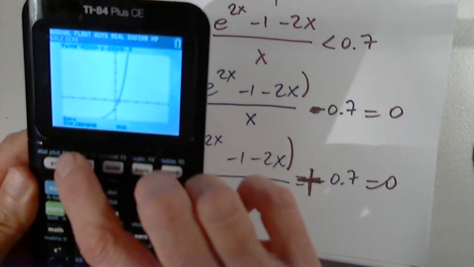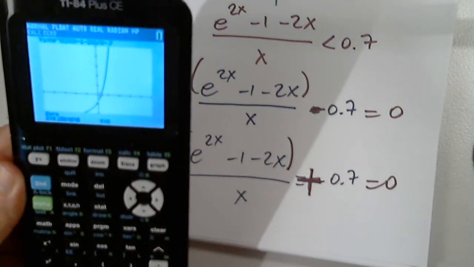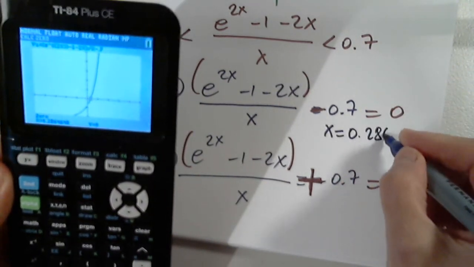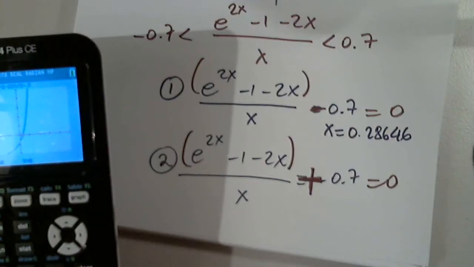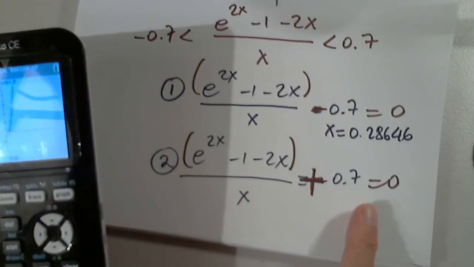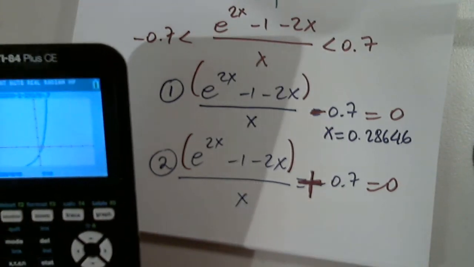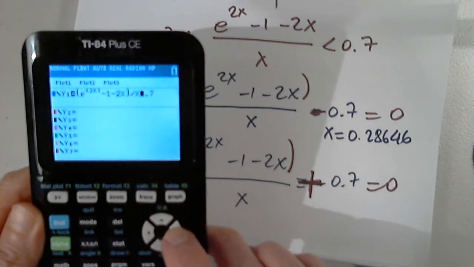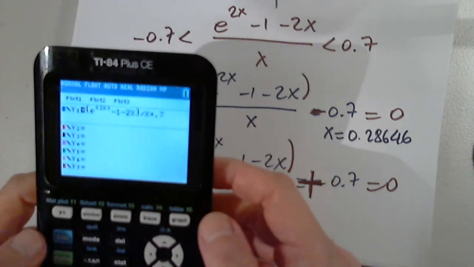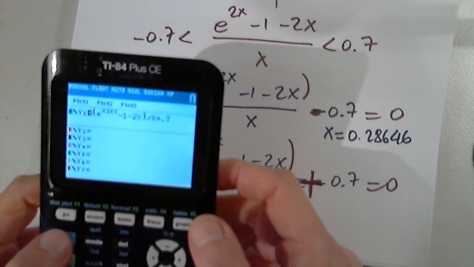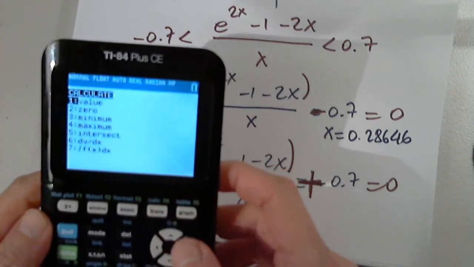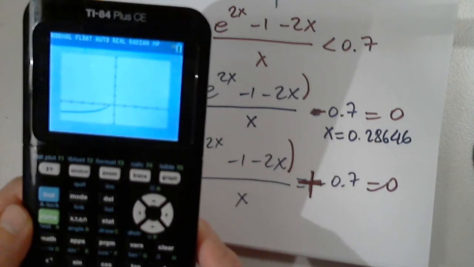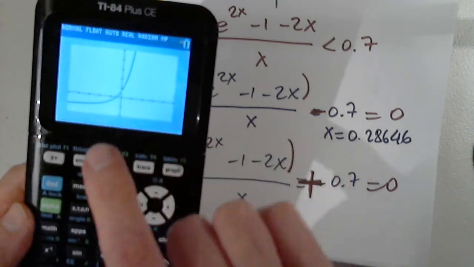The calculator says 0.28646. So here x equals 0.28646. I will repeat for the plus. So go back to y equals. I will change the negative 0.7 to positive 0.7. And then I go back to the same thing, second and calc, and I want a zero. Let's see, it's going to graph a new function. Here it is.